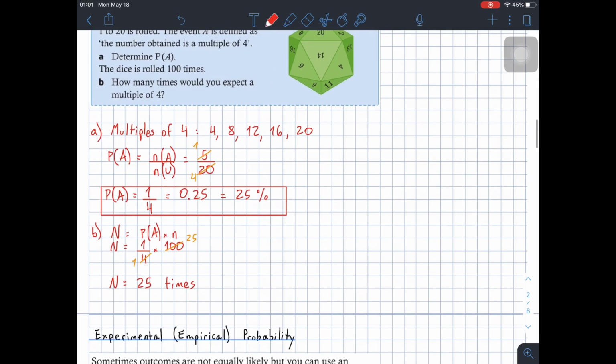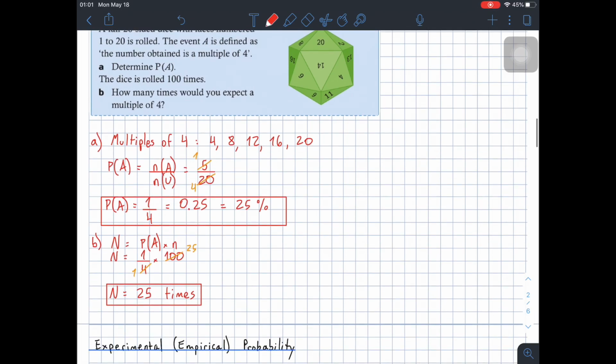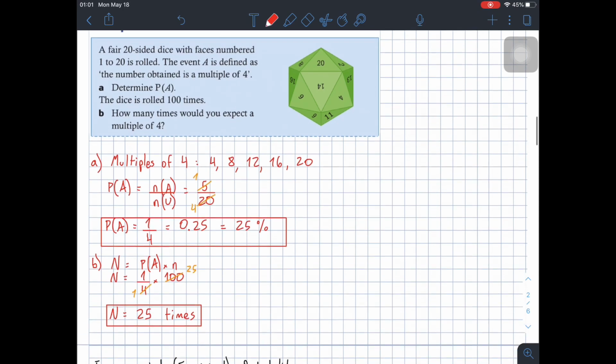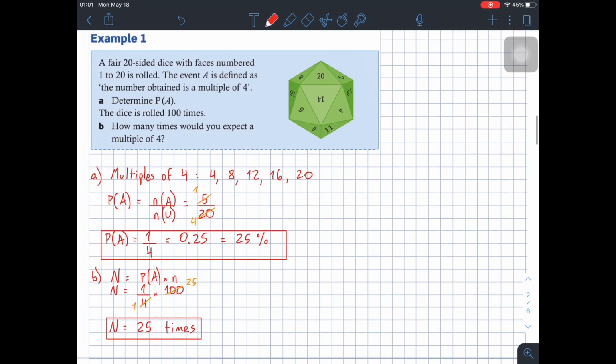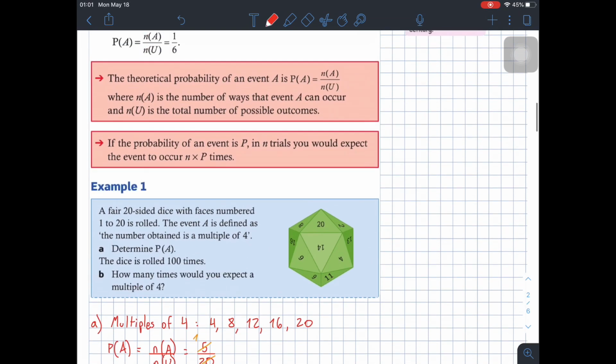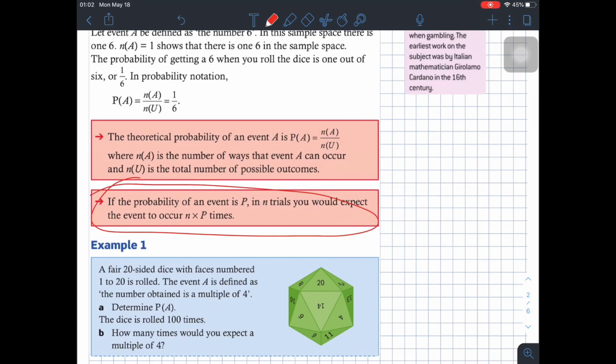And pay attention to the word expect, okay? If you do the experiment, you should expect to get a multiple of 4 25 times, but that doesn't mean that you are going to get multiples of 4 25 times for sure. We're always talking about probabilities, okay? The most probable thing to occur is that you would get 25 multiples of 4 when you throw the 20-sided dice 100 times. That's the only thing we're finding here. So basically what we just did here is what is explained in this box over here. Let's read it again.